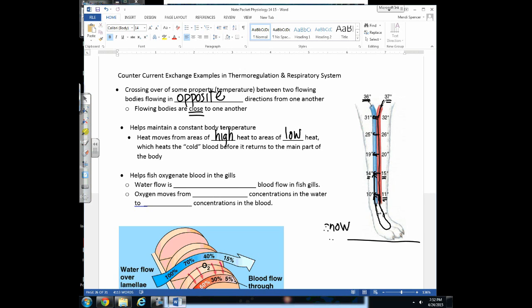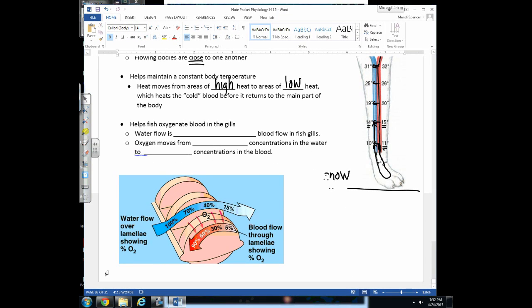And we also see countercurrent exchange when we look at the gills of fish. The gills of fish are loaded with blood vessels. These blood vessels are picking up oxygen from the water. We're going to have two flowing bodies, and they're going to be in opposite directions of one another. Like the lake water is going to be flowing in the opposite direction that the blood is flowing in the gills. We have water flowing this way, and we have blood going in the opposite direction.